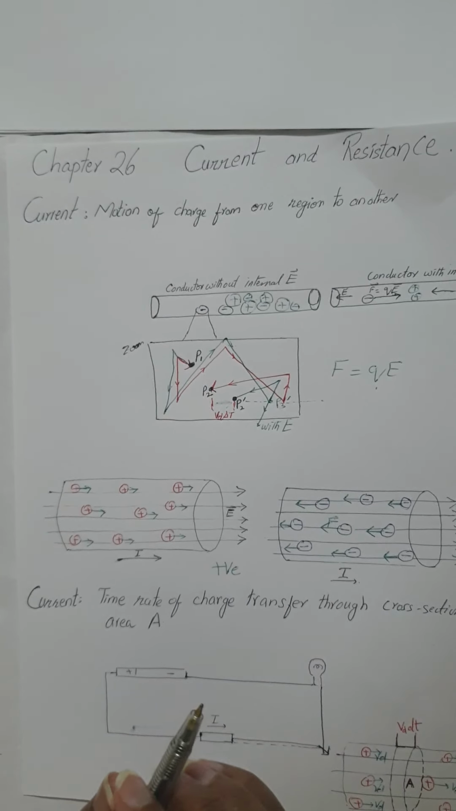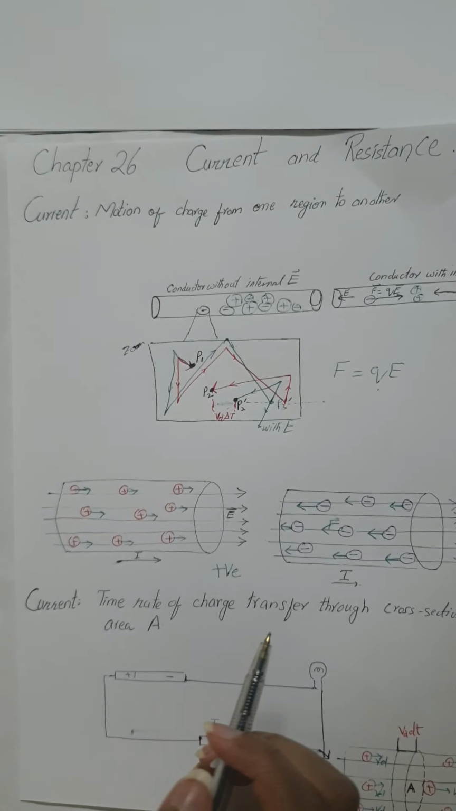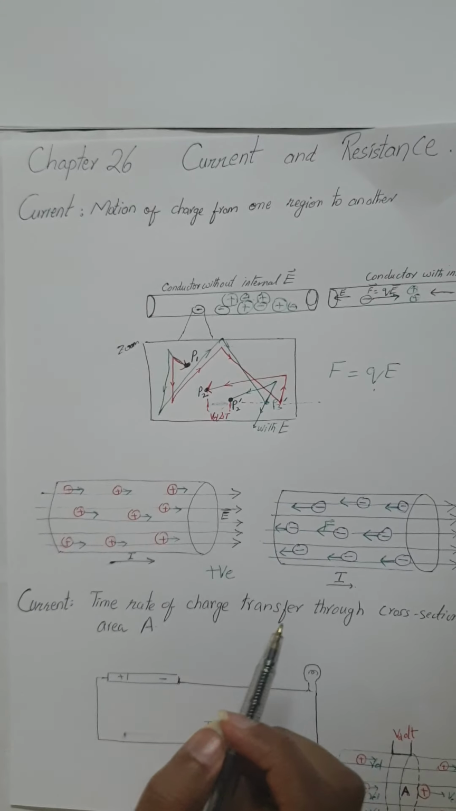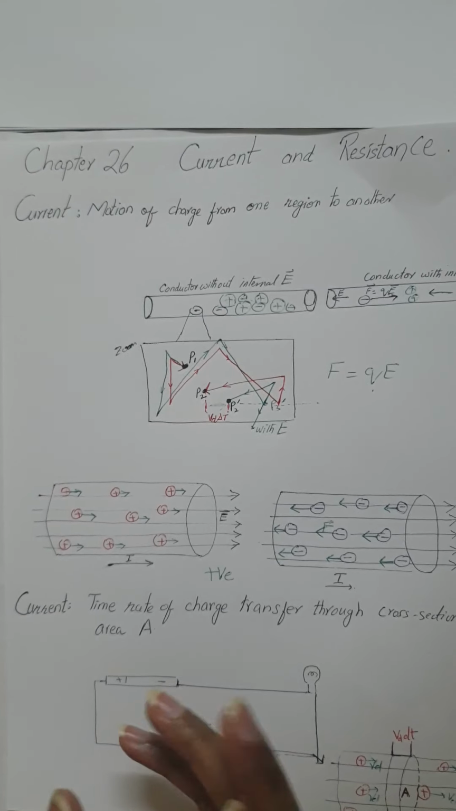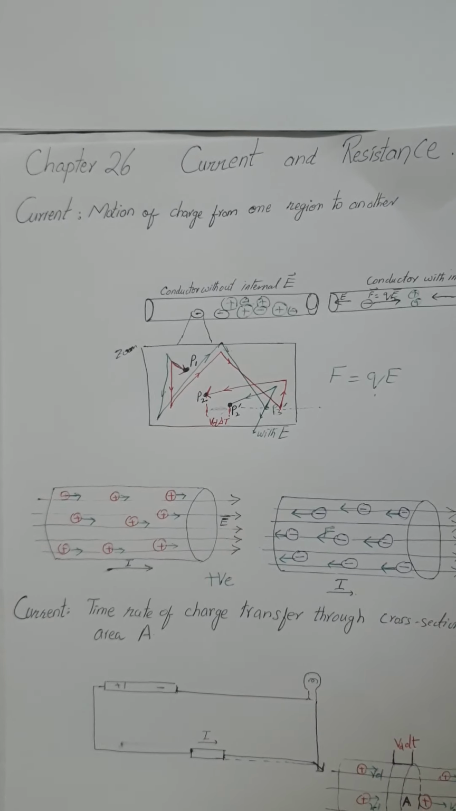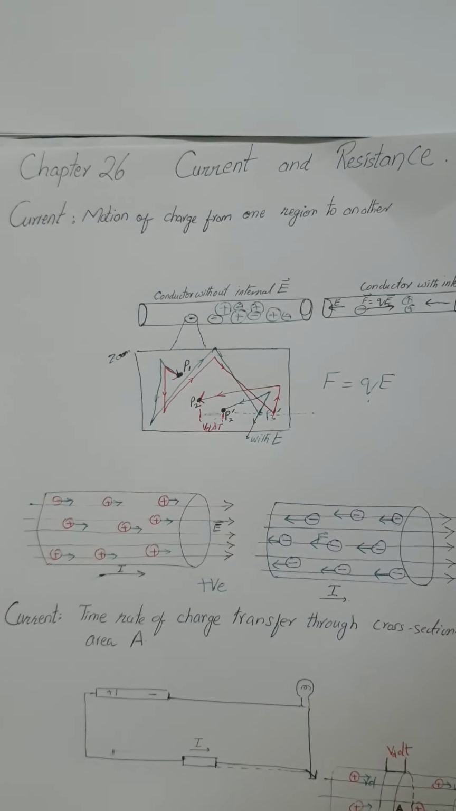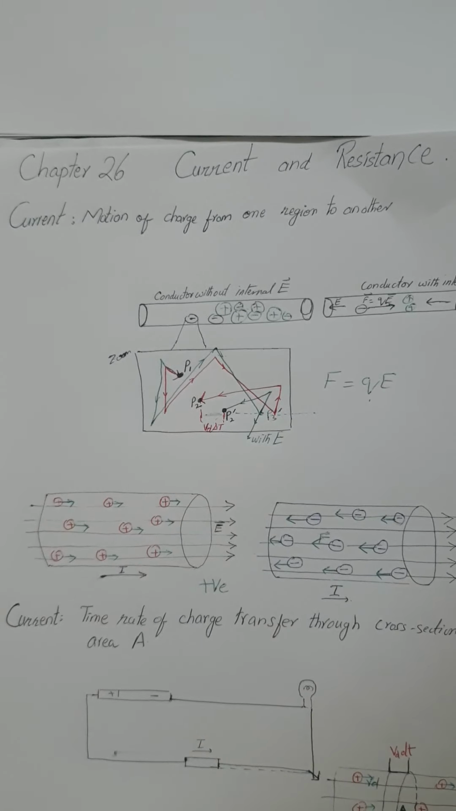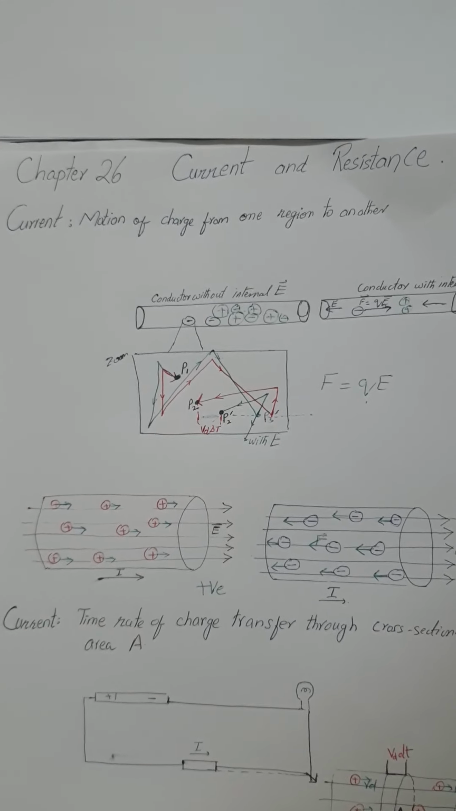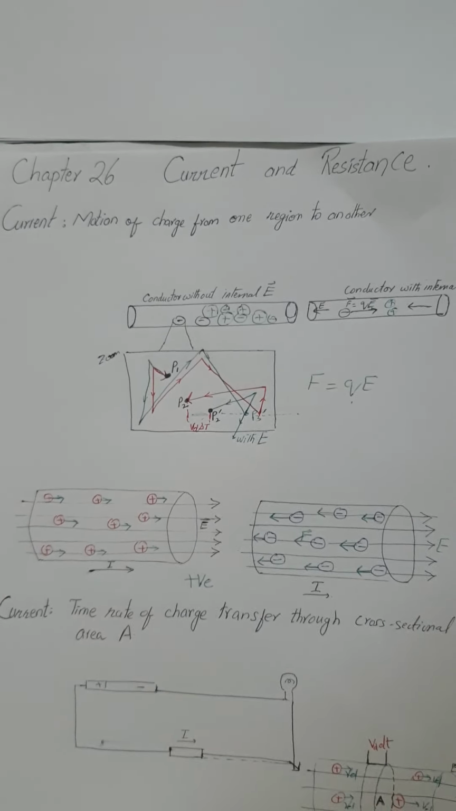For the current, we define that this is a flow of positive charge. Sometimes in actual, the current flow is due to electrons, but due to convention we say that this is due to motion of positive charge, and this current flow is called conventional current. So the direction of the conventional current is not necessarily the same as the direction in which the charged particles are actually moving.